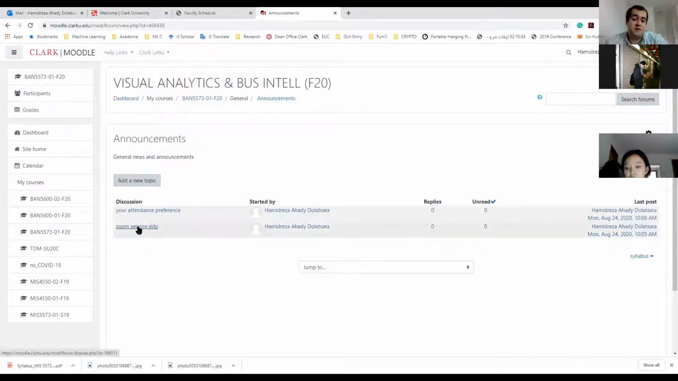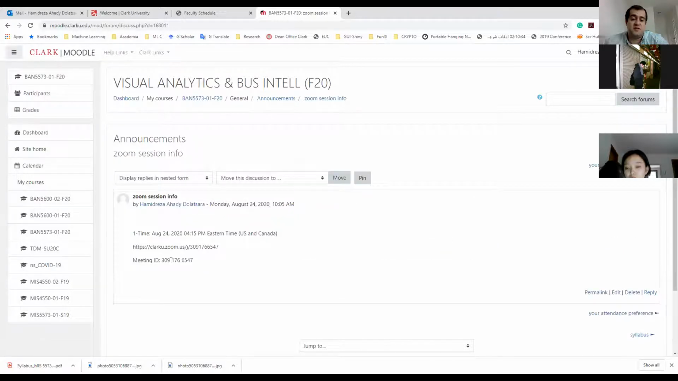For example, for today, I put the Zoom session information. For Wednesday, you see the second Zoom information here. So if you miss an email, like today, for example, even yesterday when I looked at the class, I just saw like 7 students in the class. I'm not sure what the reason was, but now it's like 20.